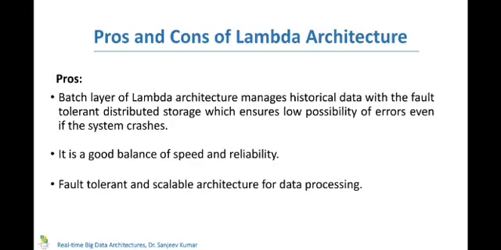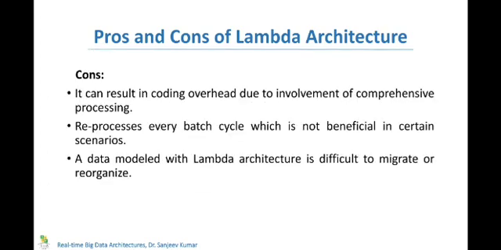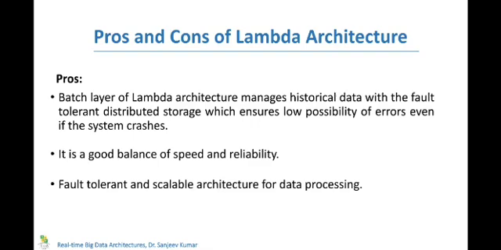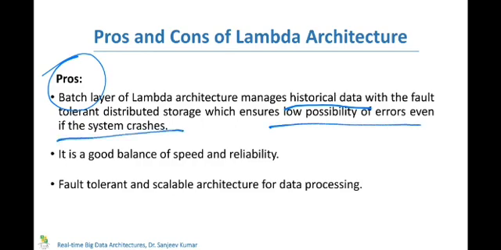And what are the pros and cons of the Lambda architecture? Firstly, we discuss the pros. The batch layer of the Lambda architecture manages historical data with fault-tolerant distributed storage, which ensures a low possibility of errors even if the system crashes. For example, we store the data in our drive, or we can take a backup of all the data, and after that we can run it.